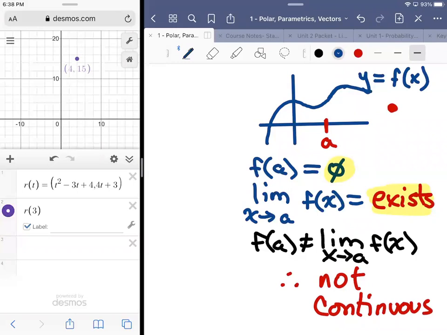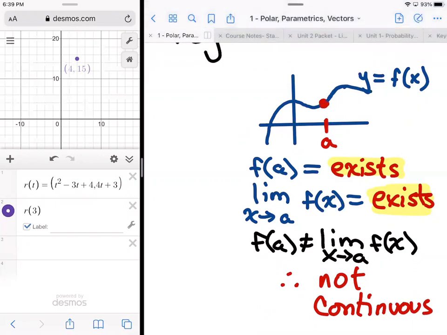So what I would say here, and again, I'm trying to keep it general, so vague, is that f of a does exist, right? There is a point there. Now, if you want to plot a point there, that's fine. Boom. Good looking point. The limit also exists because you're aiming for the same location as you come in from the left and as you come in from the right, right?